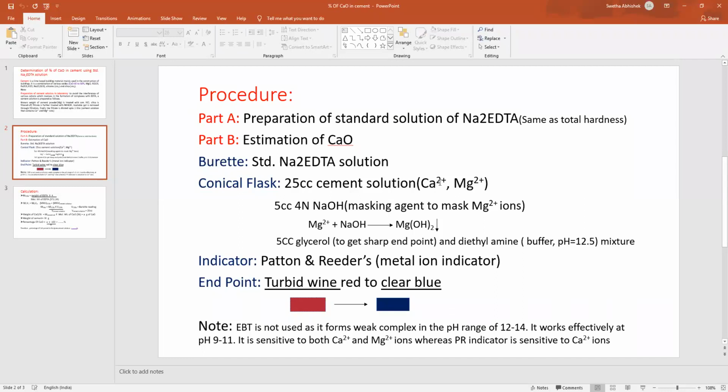Now your cement solution consists of calcium ions and magnesium ions. So which is the unwanted ion present here? Magnesium ions. If these magnesium ions are not blocked, these magnesium ions may also get complexed with this disodium salt of EDTA and may affect your result, because the aim is to estimate only calcium oxide. So it is required to block these magnesium ions. To block these magnesium ions, we add sodium hydroxide.